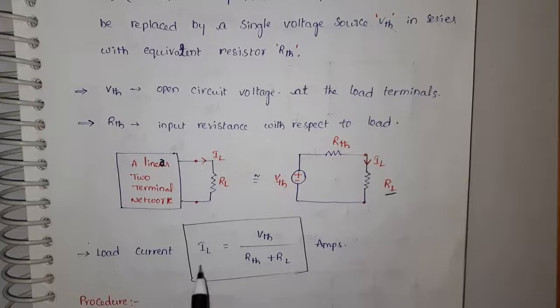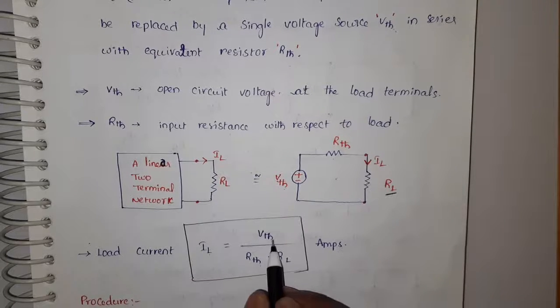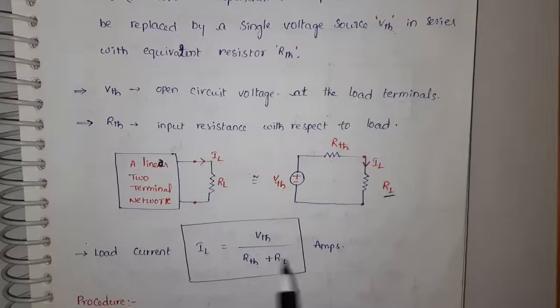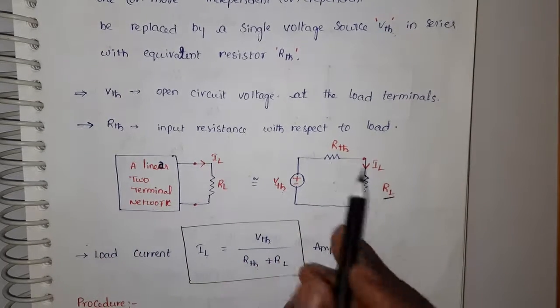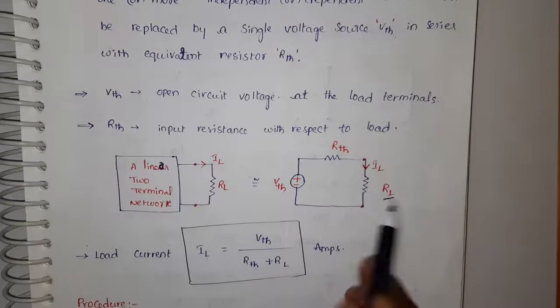So what is the load current? Load current IL equals VTH divided by RTH plus RL. RTH is the input resistance with respect to the load. So this RTH and RL are in series.